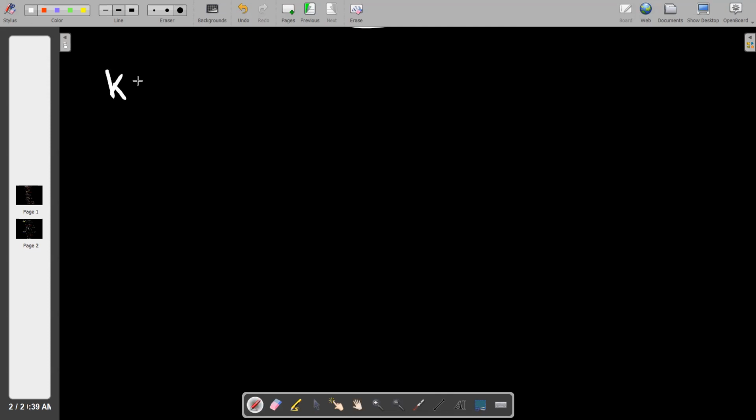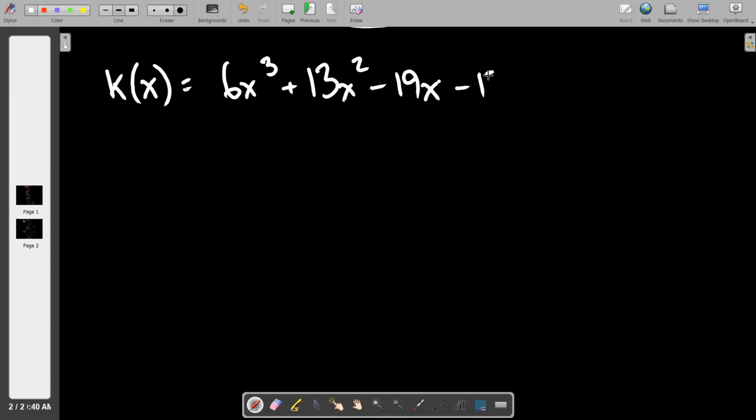Let's call this function k. His name's k. He's a function of x. And the function is 6x to the third plus 13x squared minus 19x minus 12.